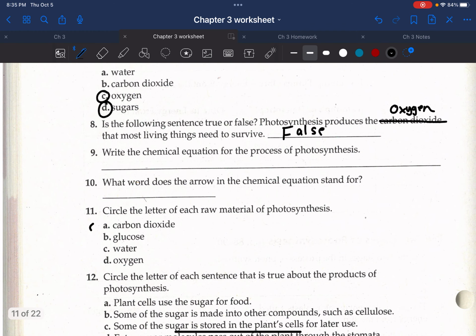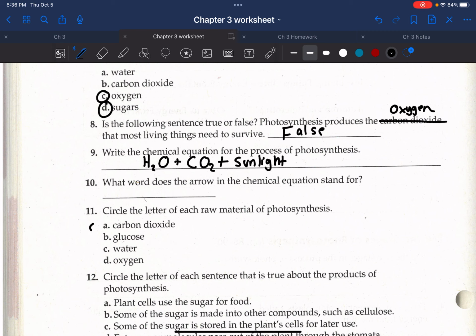Hey, look at this, number 9. We just did this. Write the chemical equation for the process of photosynthesis. Okay, first of all, what's going up the roots? H2O. What's going through the stomata? Carbon dioxide. And then what is the chlorophyll absorbing?